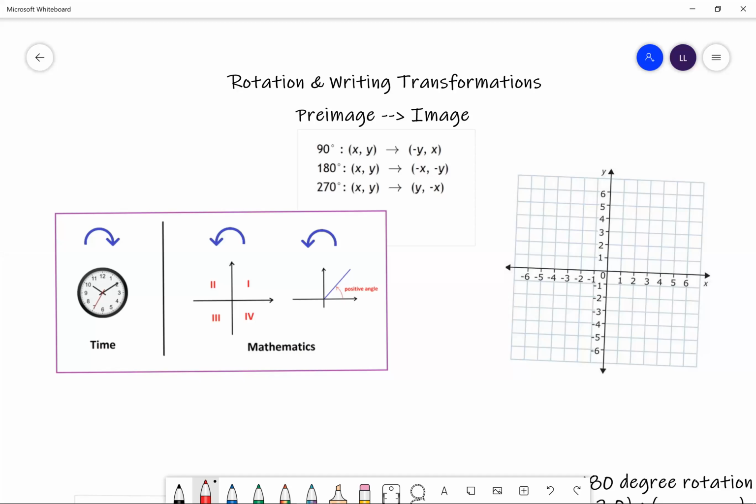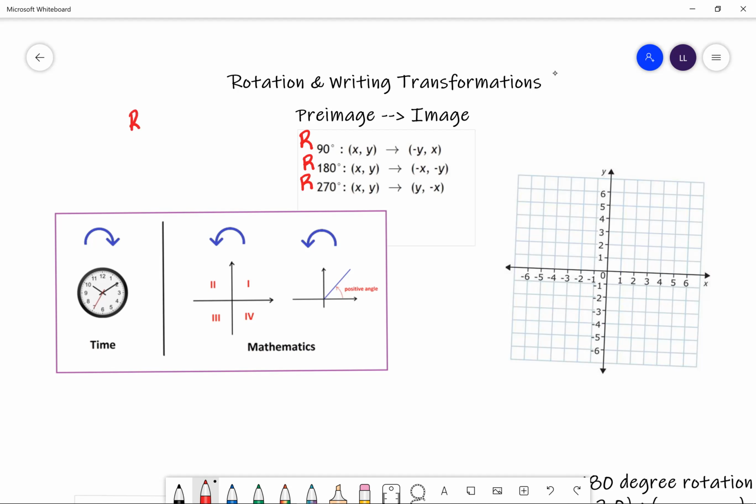Hi everybody, in this video we're going to talk about rotations. Okay, so we've got three rotation rules that we're going to talk about: 90 degrees, 180 degrees, and 270 degrees. We denote this with a big R like that, and then you put the 90 as a subscript. So big R 180, big R 270, like that.